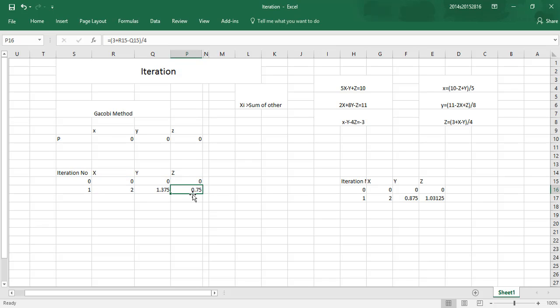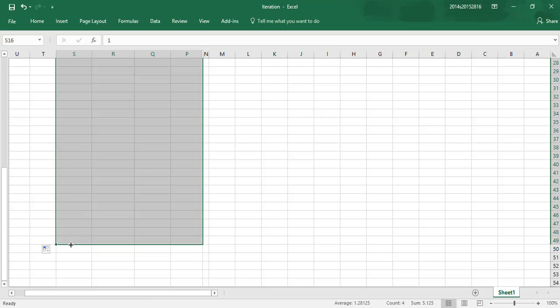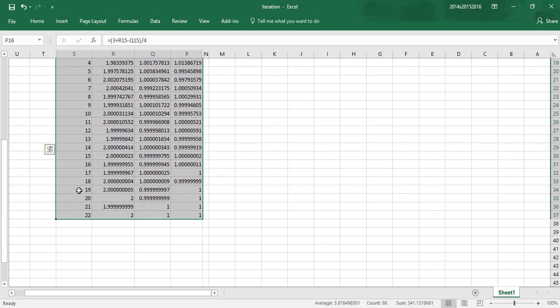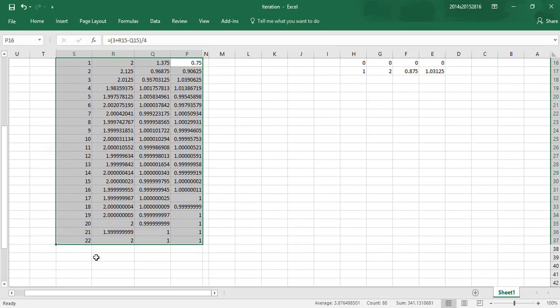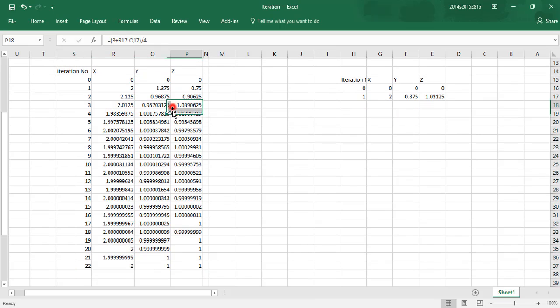Okay, what will we do now? The second stage is, sorry, we will scroll down the 4 cells as you see here. We will do it until iteration number 21. Okay.